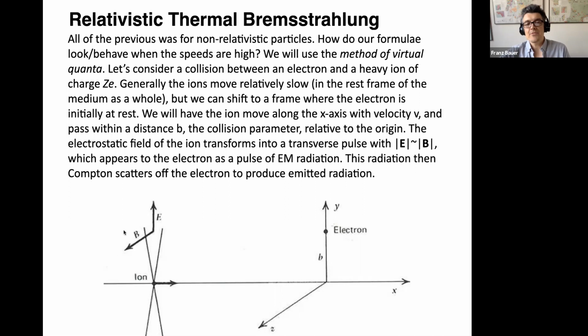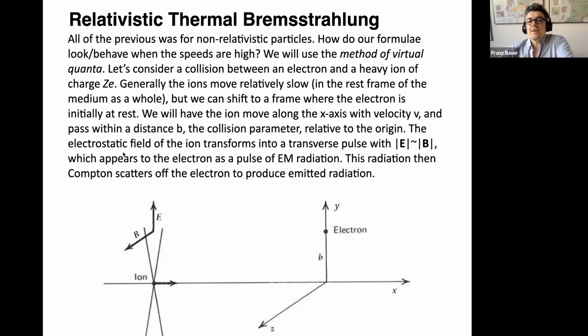This is all in the rest frame of the medium. So we have a situation which looks like this. We have an ion, it has a Coulomb field, which looks like this. It has a velocity, and we have the electron here. So we've inverted the frames. We're going to shift to a frame where the electron is at rest. So our electron is at rest, we have an impact parameter of the electron, and the ion is now moving. And so we now are in the situation of the ionization losses, more or less.